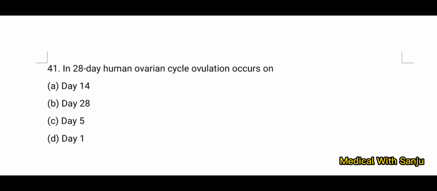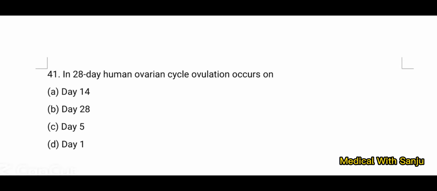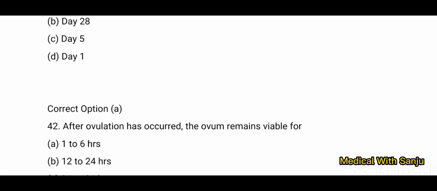Question number 41. In 28 days human ovarian cycle, ovulation occurs on option A. Day 14, option B. Day 28, option C. Day 5, and option D. Day 1. Same question, asked in a different way. Day 14, option A is right answer.